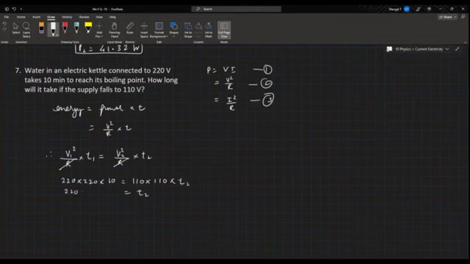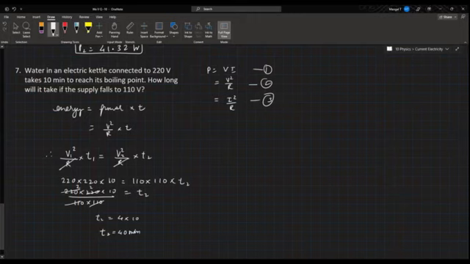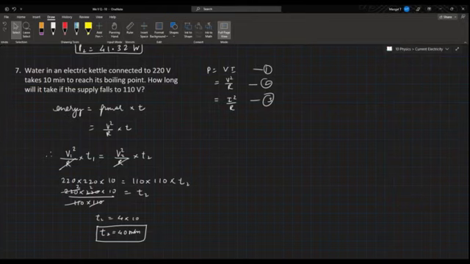So your T2 is 220 into 220 into 10 upon 110 into 110. So T2 will be 4 into 10. It will take 40 minutes. So with a lower voltage, it will take more time for the water to get heated. Okay. Students, if anyone has any other question from this part, let me know, then I can solve that.